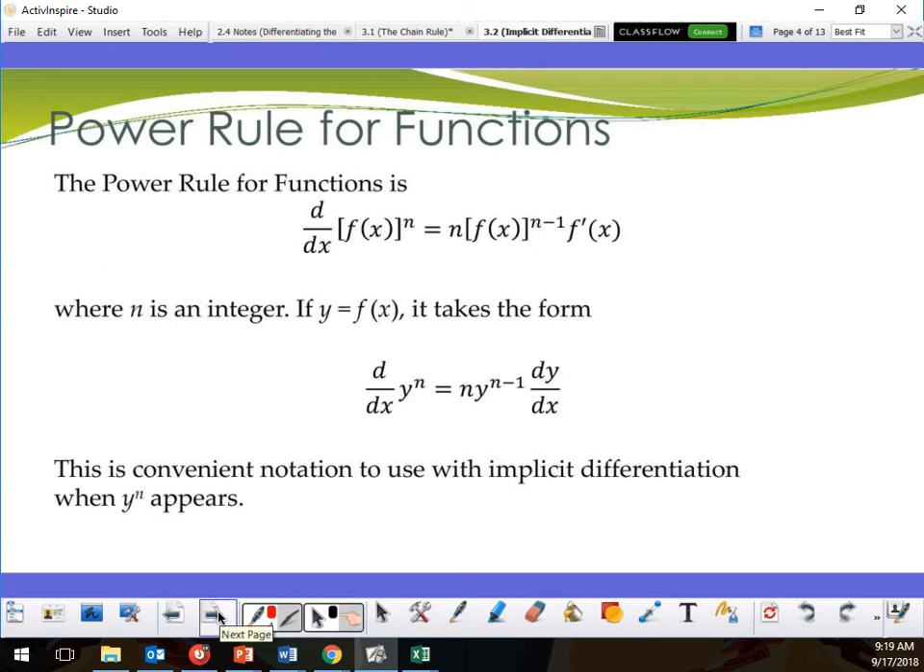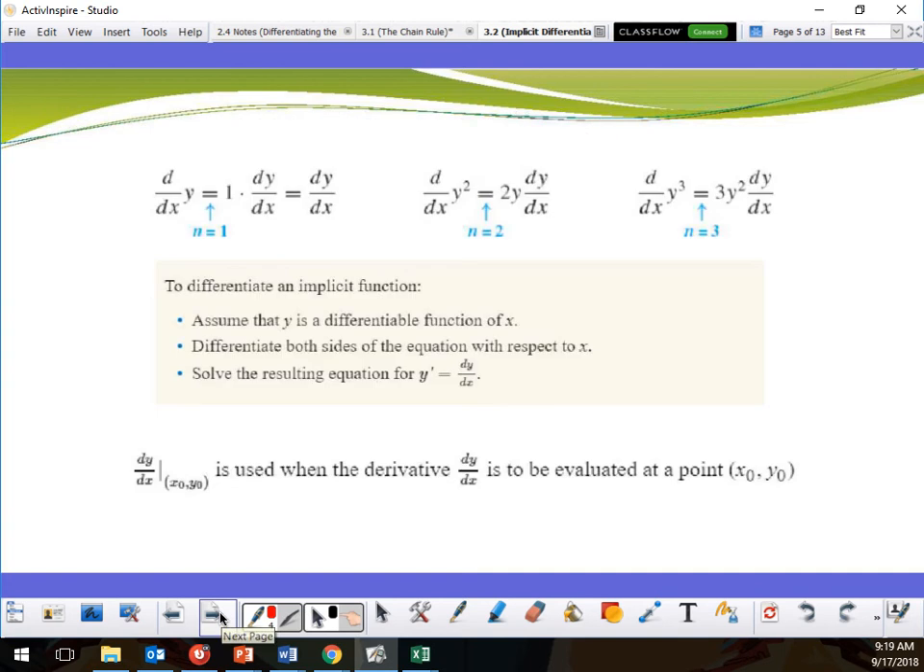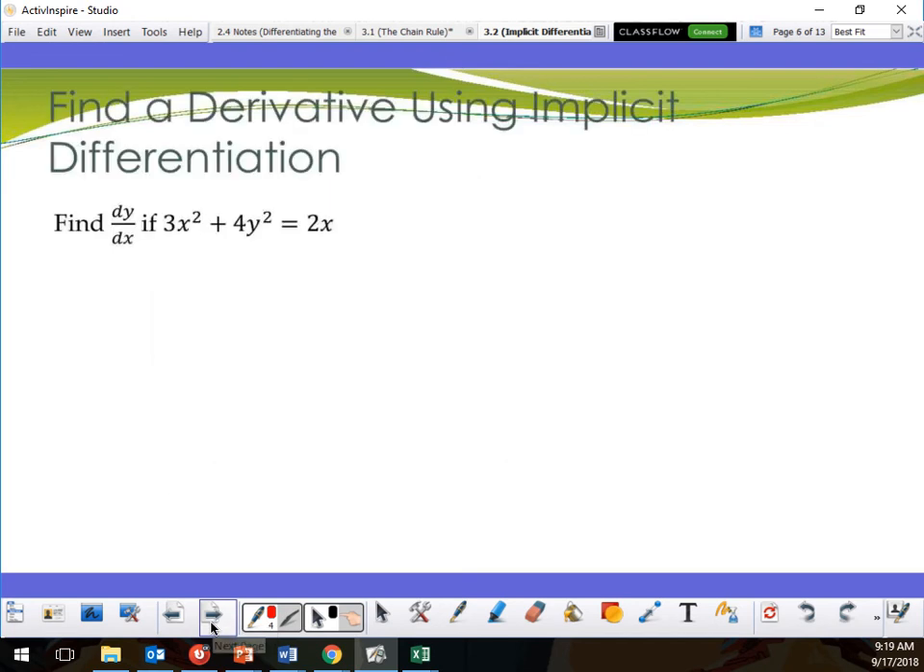All right, so power rule for functions is there. Hey, look, there's some other stuff right here. So differentiate using implicit. Take the derivative of this one right here. This is going to give me what? 6x to the first, plus 8y.